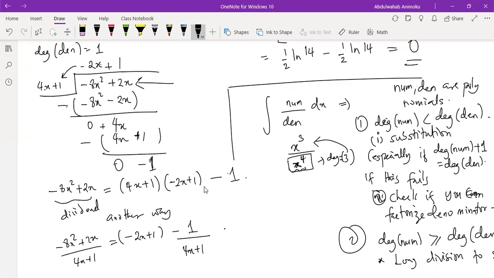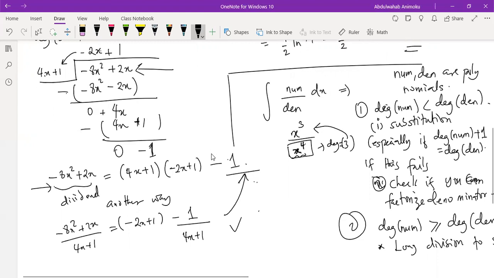Now notice that these two are equivalent, which means if I divide both sides by 4x plus 1, 4x plus 1 would come to the denominator here. It will cancel out here, so I'll have minus 2x plus 1, and in here it will come to the denominator again. Okay, so this is true. Now that is what we're going to use to solve this problem.